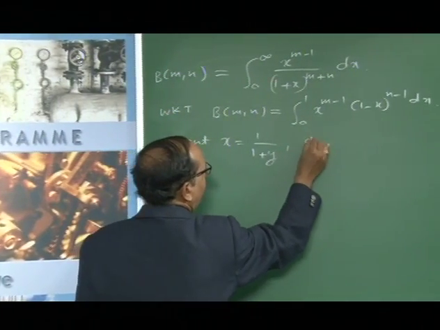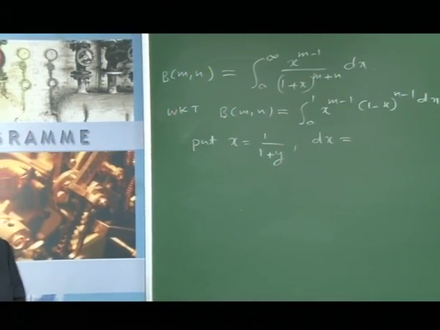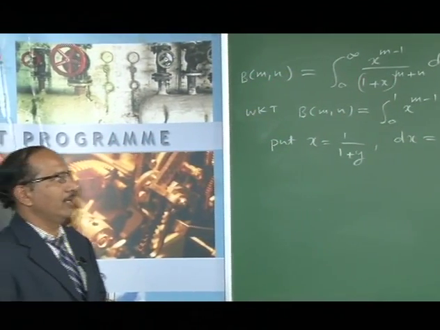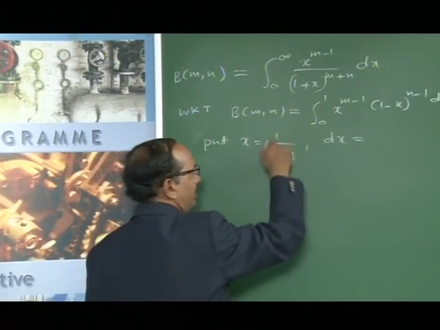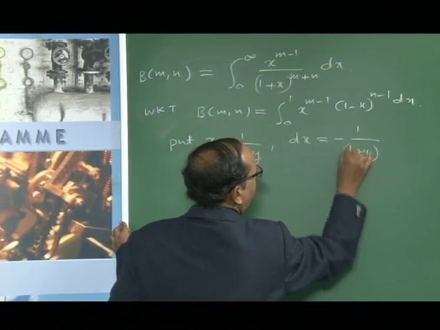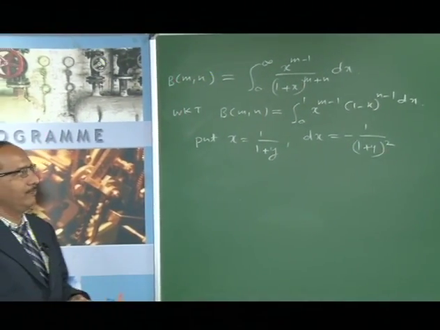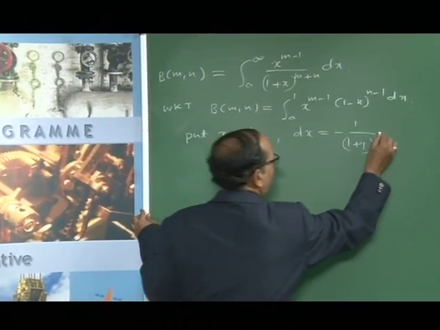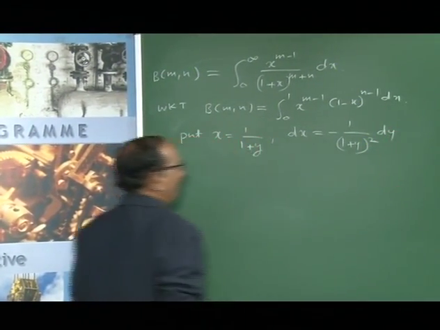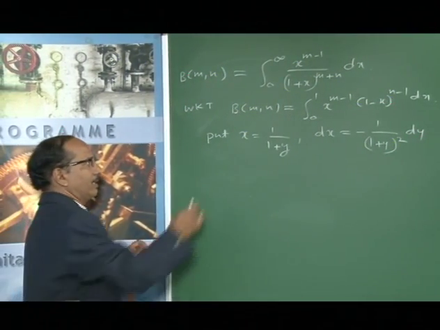dx: differentiating x equals 1 divided by 1 plus y with respect to y, the differentiation is minus 1 divided by (1 plus y) whole square. Just as the derivative of 1 upon y is minus 1 upon y square, this gives dx equals minus 1 divided by (1 plus y) whole square dy. So that is the differentiation of the given equation.